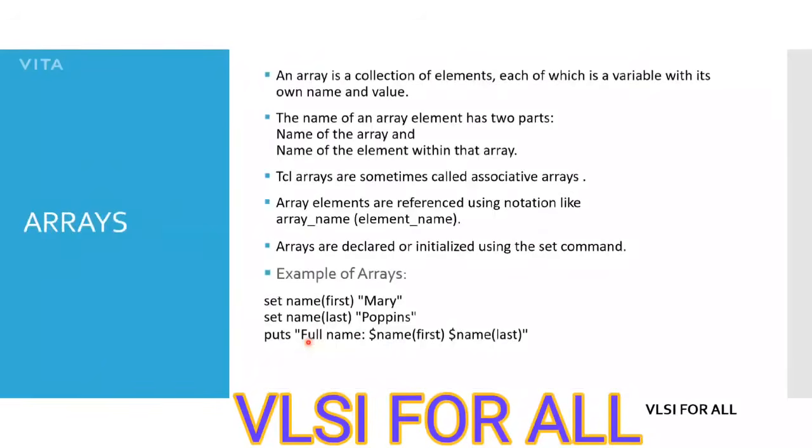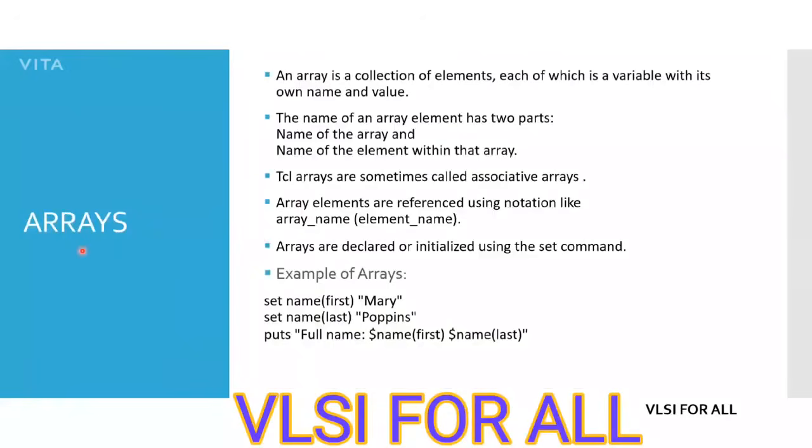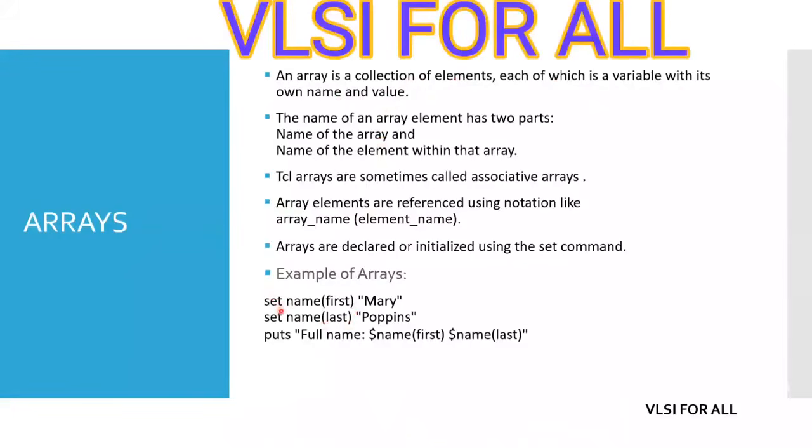This is all about simple variables. Now getting into arrays, called associative variables. An array is a collection of elements, each of which is a variable with its own name and value. So let's get into an example, so it'll be easy for you to understand.